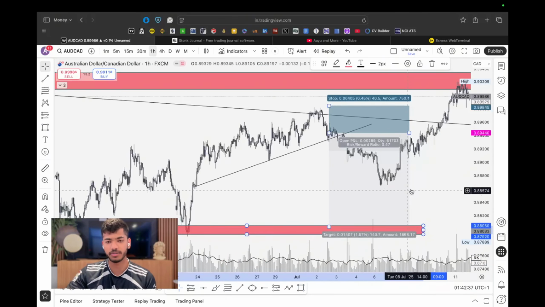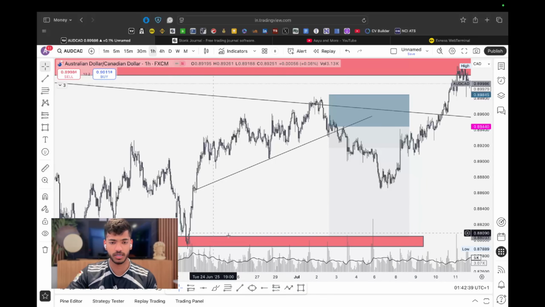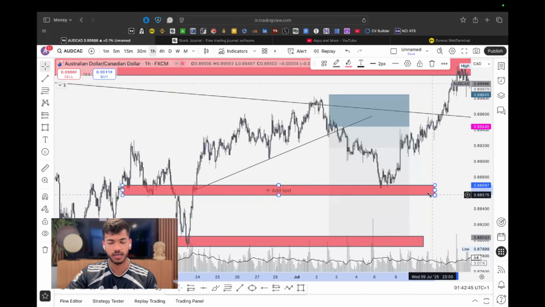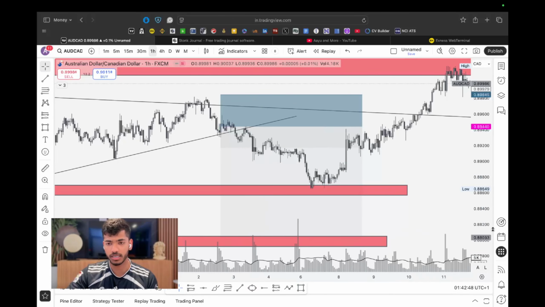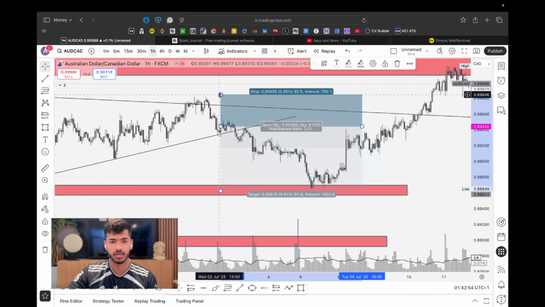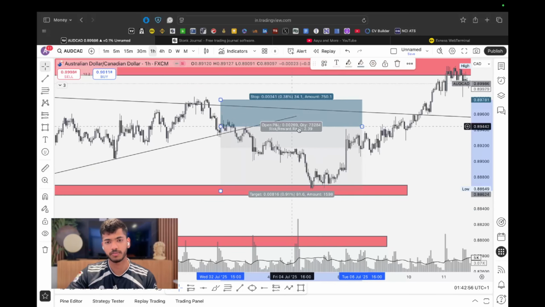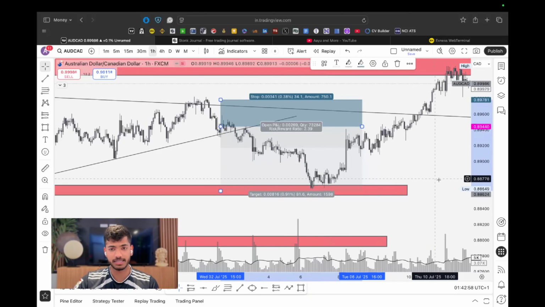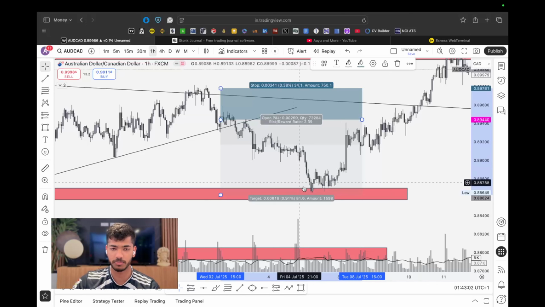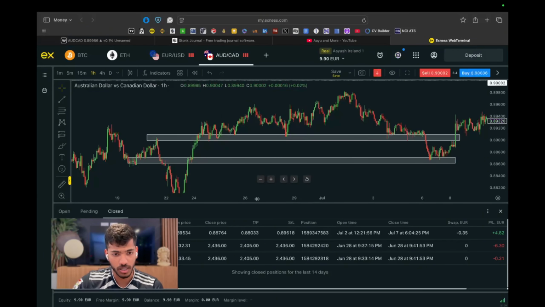But it never came down to this, and I'll tell you why. There was a support region right here. I saw this and I already had more than 1:2 on this trade, because this was the SL for it. So I exited my trades here. I'll show you the exit as well.